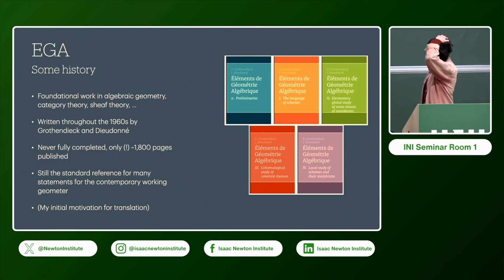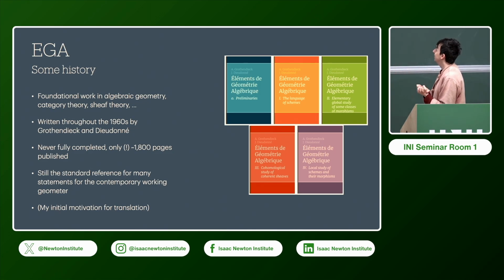The main one, which I think is the most community-based one I've done, has been on Grothendieck and Dieudonné's EGA. So this is for people who are not algebraic geometers. This is the foundational work in algebraic geometry, in category theory, in sheaf theory, in parts of homological algebra, in many things. It laid a lot of groundwork. It was written all throughout the 1960s by Grothendieck and Dieudonné in a community with other people involved.